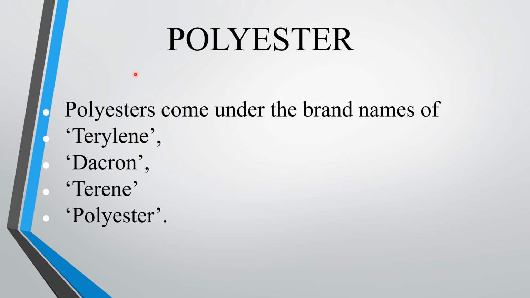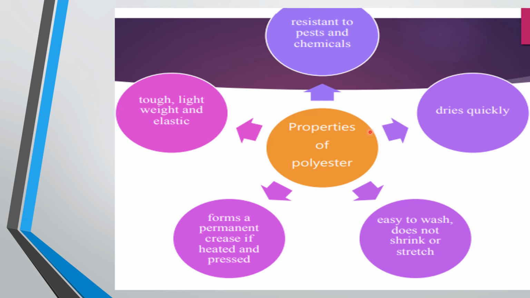Now let us discuss a few names which are commonly used under polyesters, and they are Terylene, Dacron, Terrin and polyester. So now let us discuss the properties of polyesters. Polyesters are highly resistant to pests and chemicals, and they generally dry quickly because they do not absorb water to a great extent. It is very easy to wash and does not shrink or stretch. So we can even say polyesters are wrinkle resistant.